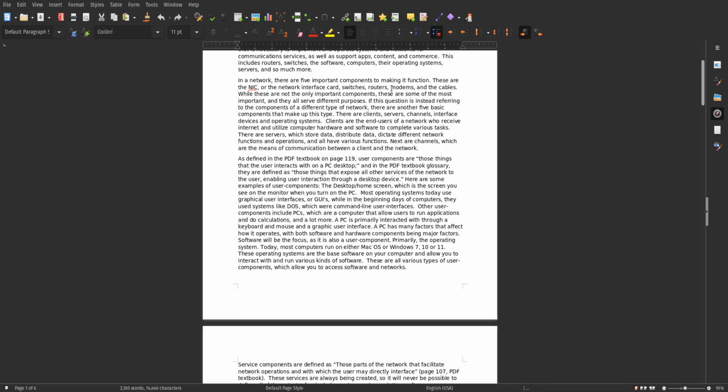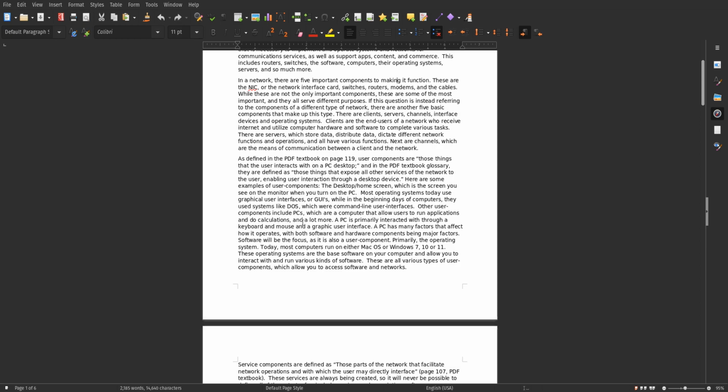As defined in the PDF textbook on page 119, user components are those things that the user interacts with on a PC desktop. In the PDF textbook glossary, they are defined as those things that expose all other services of the network to the user, enabling user interaction through a desktop device. Here are some examples of user components. The desktop home screen, which is the screen you'd use on the monitor when you turn on the PC.